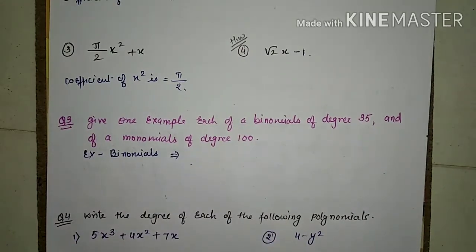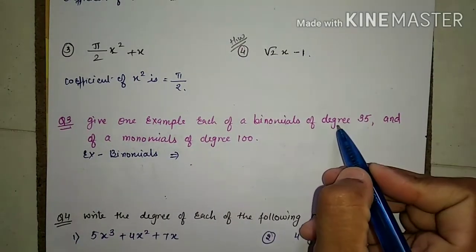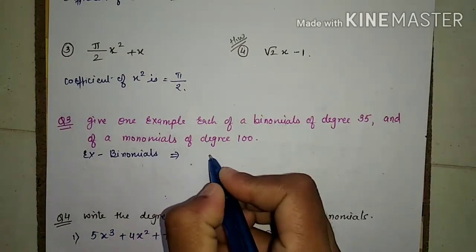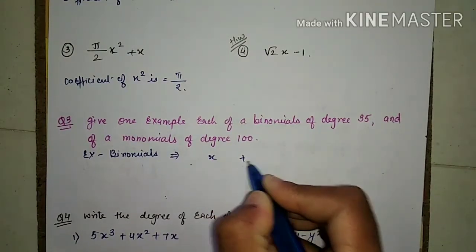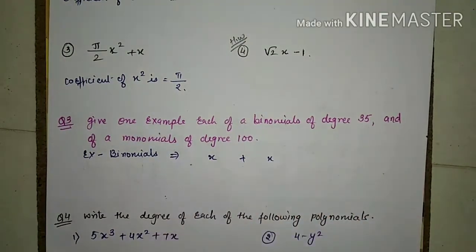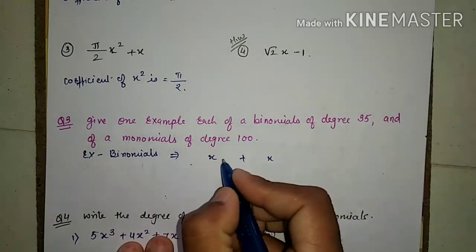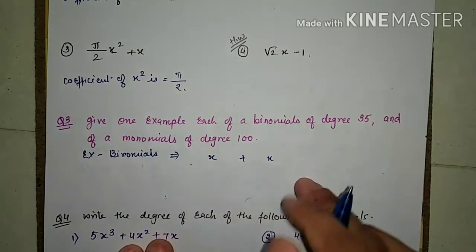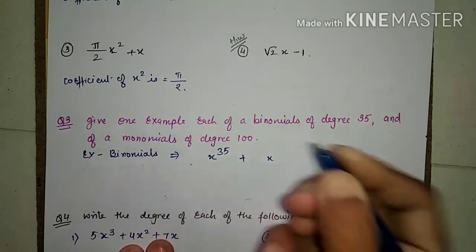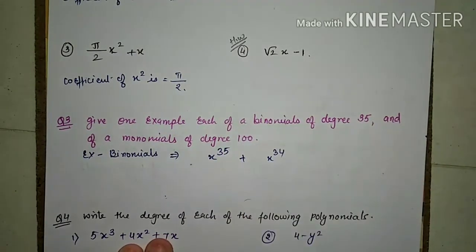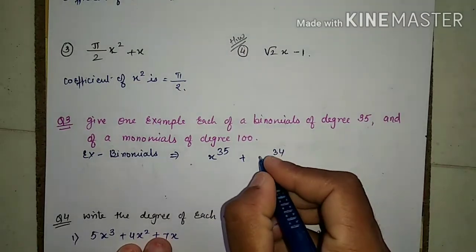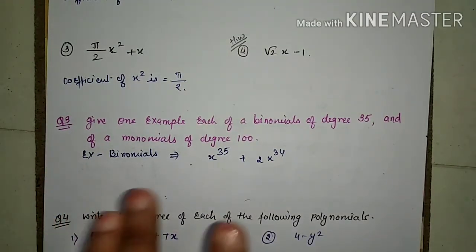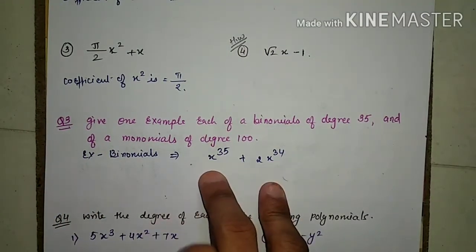See here. 35 degree I have to give. Binomial means 2 terms should be required, so I am writing 2 terms. One variable I have to take correct. I am putting the highest degree. See, degree 35 means this is the highest degree of that polynomial. So I will write here 35 and I can write here 34. And I can increase here 2, that is not an issue. So this is called a binomial example.